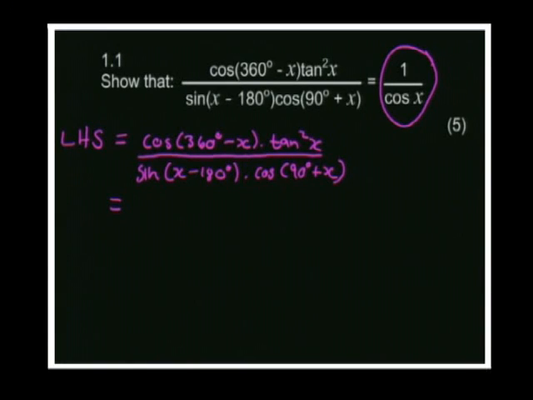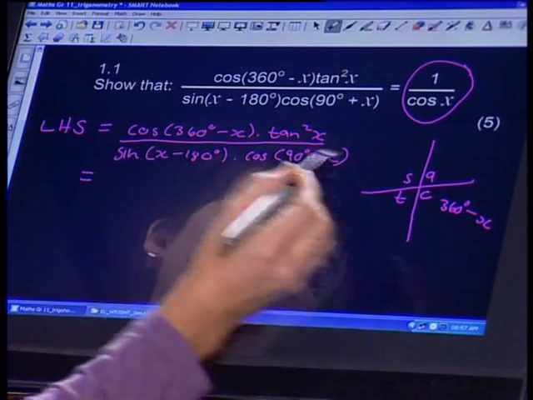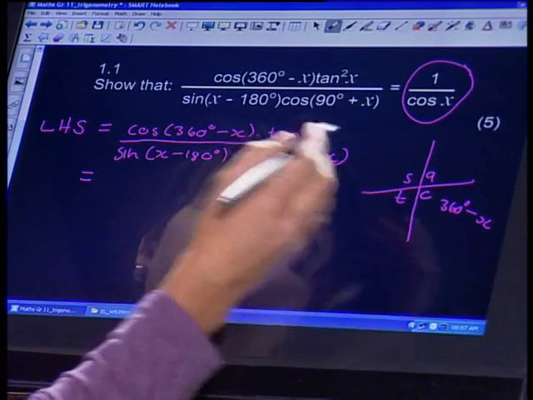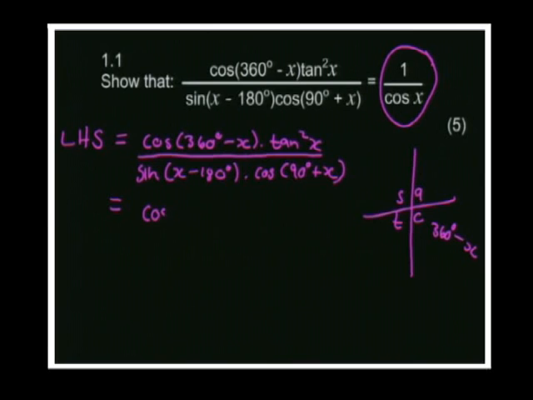Cos(360 minus x). Now you quickly draw up your CAST diagram. I know that 360 minus x is the fourth quadrant. And now I ask myself, is cos positive or negative in the fourth quadrant? It's positive. So my answer is just cos x. I reduce the angle and my answer is just x, or whatever angle they have in that space. Then I can't simplify tan squared x, that is already in its simplest form.